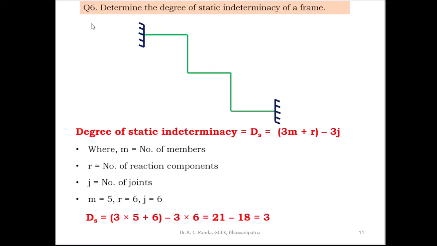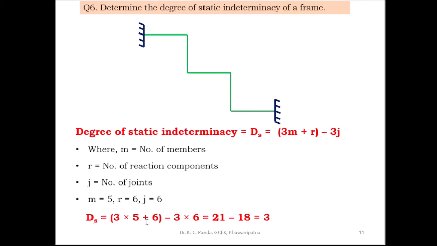Then coming to the next example, determine the degree of static indeterminacy of a frame. So this is the frame. So here this end is fixed and this end is also fixed, and these are the members. So here how many members? 1, 2, 3, 4, 5. 5 members. M is equal to 5. How many joints? 1, 2, 3, 4, 5, 6. 6. And how many reaction components? 3 plus 3, 6.